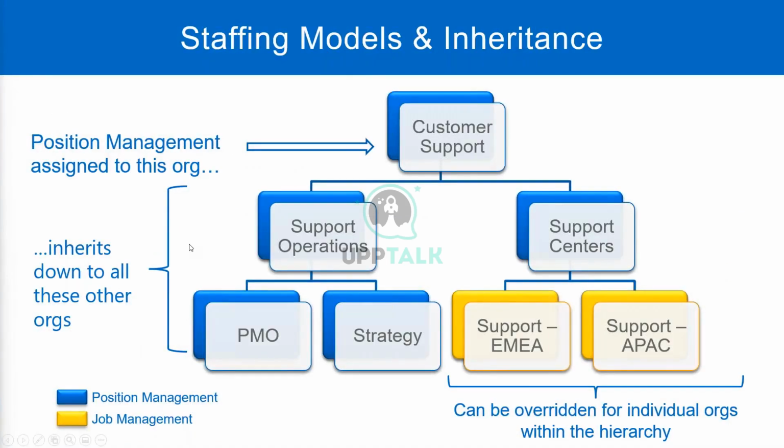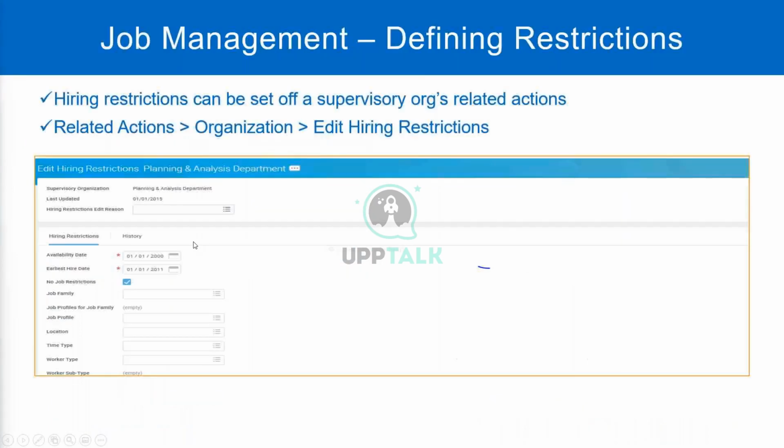Okay. Now just a quick revision. The hiring restrictions can be set on supervisory organizations, in related actions, for job management, and it is set at the organization level. So you go to related actions, Organization, Edit Hiring Restrictions. This is for job management. And what is it for Create Position?